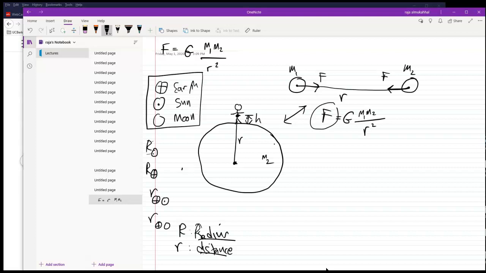So now, like I said, we have this person standing on the surface of the Earth, and I want to know the gravitational pull on that person. Let's assume that the mass of the person is, say, 100 kilograms. That's a little heavy for any person, but let's just say that for the sake of simplicity. So in this case, the force on the person is equal to G times the mass of that person, 100, times the mass of the Earth, which is roughly 6 times 10 to the power of 24, again just an approximation, divided by the distance between the person and the center of the Earth.